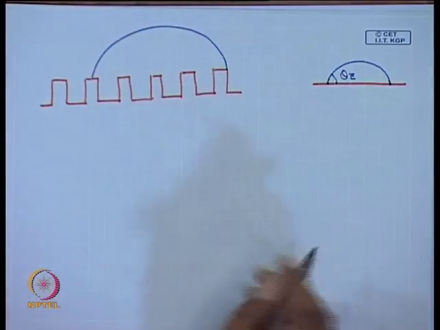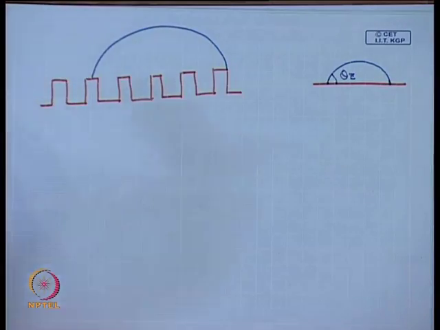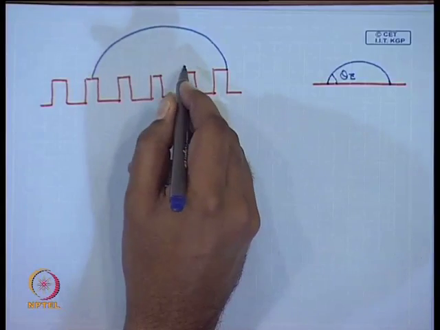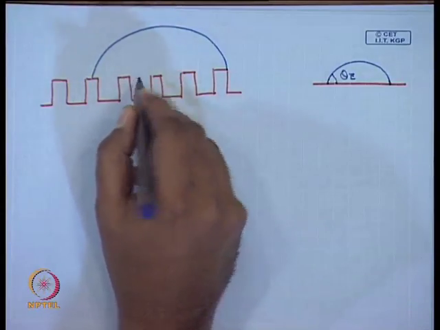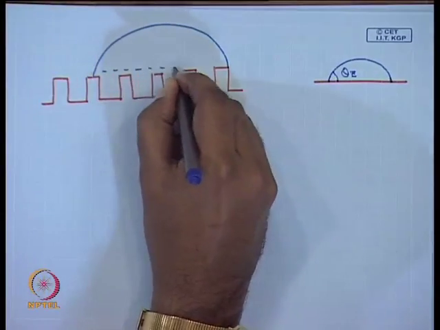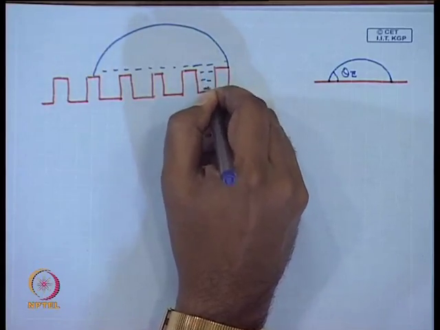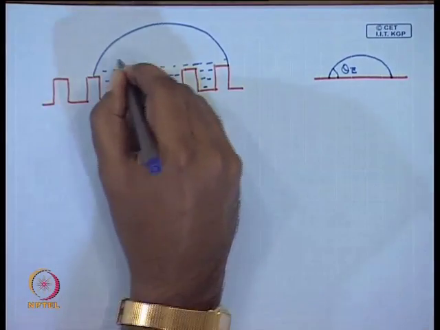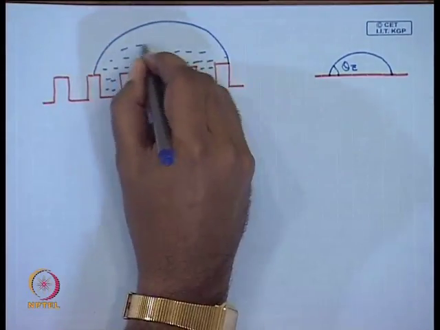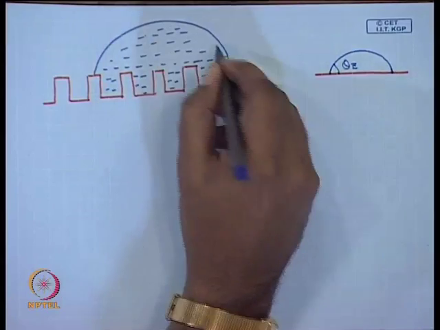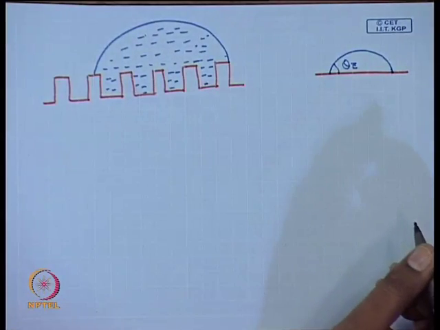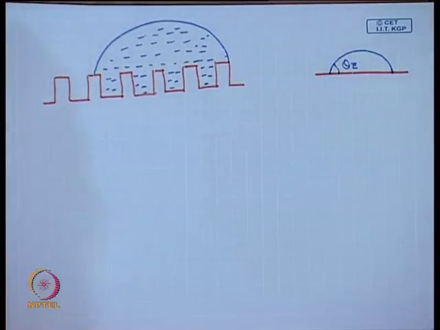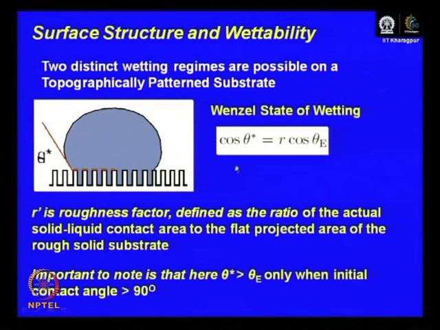There can be two distinct wetting regimes. One of them is that you have a solid which is structured, but the liquid gets within the valleys on the structure and it wets fully. This type of wetting regime is known as the Wenzel state of wetting. And here you see that there is a contact angle.